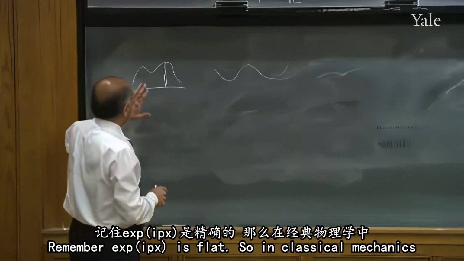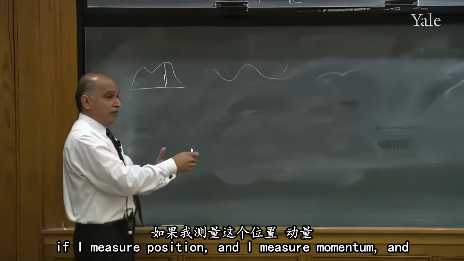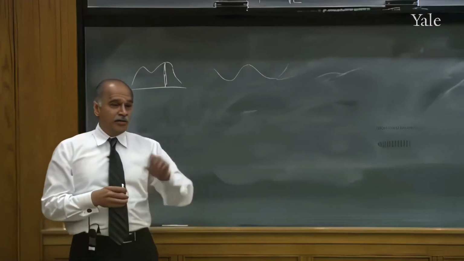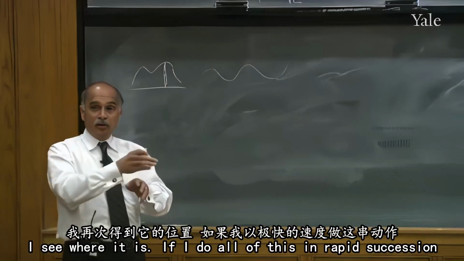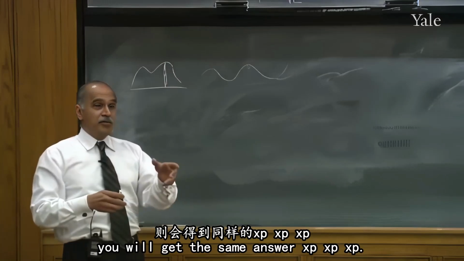So in classical mechanics, if I measure position and I measure momentum and I measure position again, I'll keep getting the same answers, right? I see where it is. I see how fast it's moving. Again, I see where it is. If I do all of this in rapid succession, you'll get the same answer, xp, xp, xp.